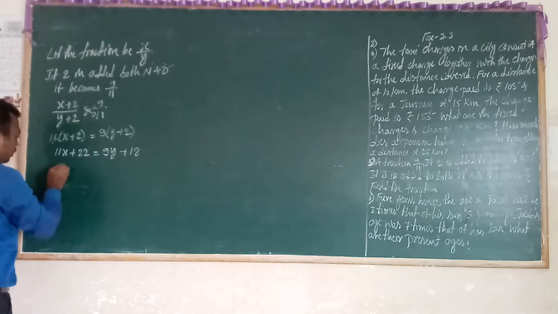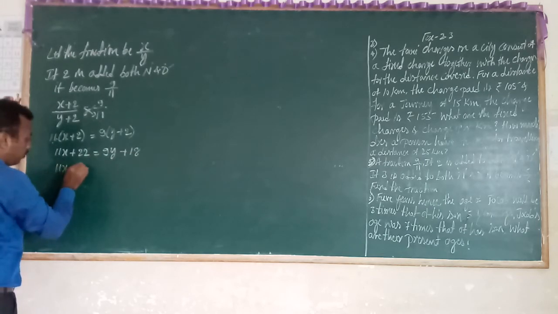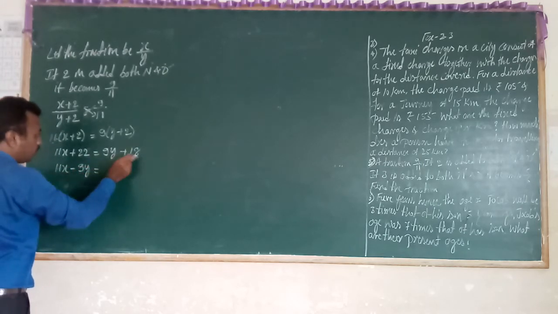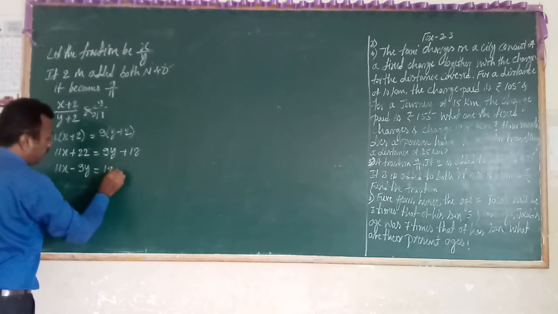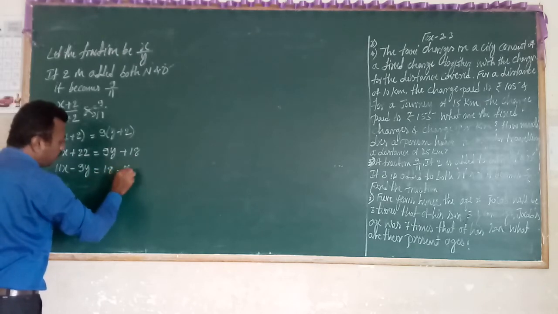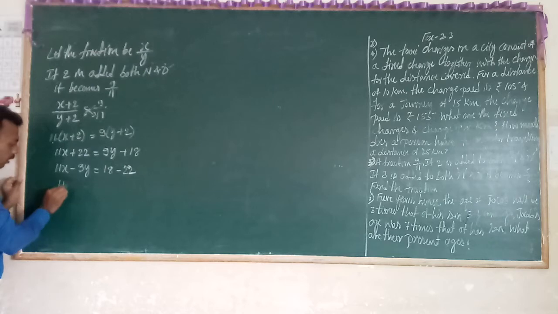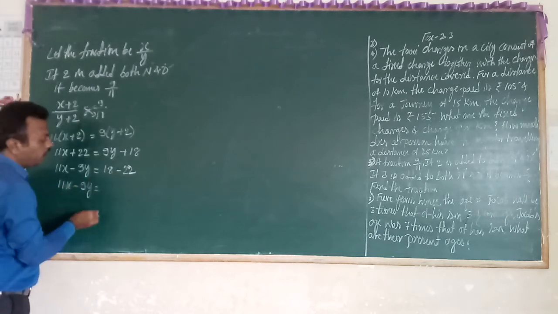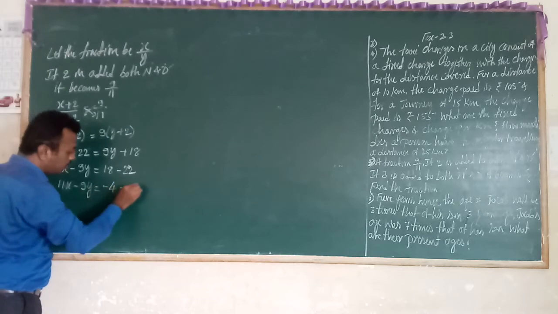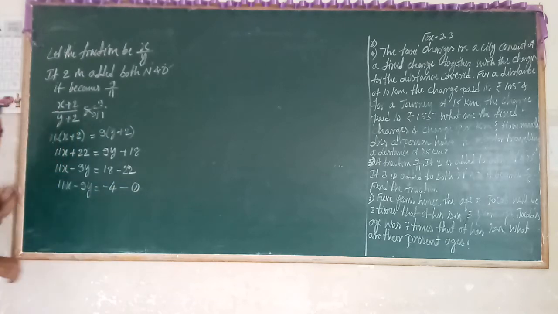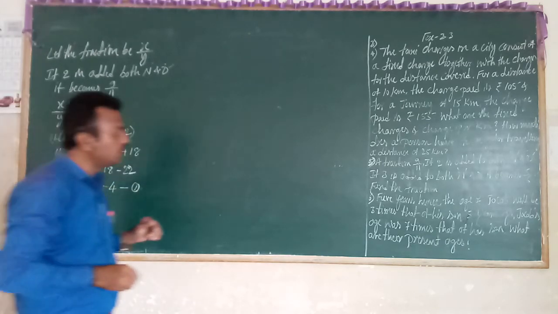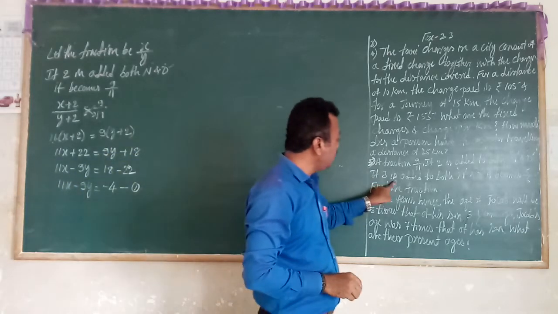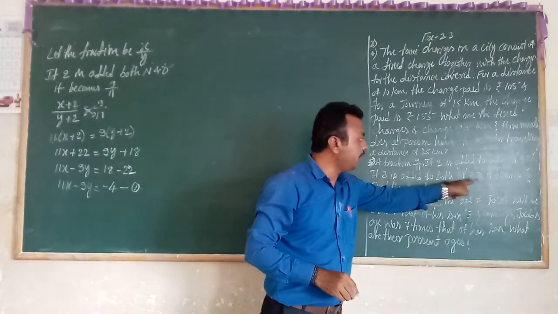So 11x, plus 9y coming as minus 9y, is equal to 18 plus 22 coming as minus 22. Then 11x minus 9y is equal to 18 minus 22, it becomes minus 4. So this is called number 1. Can I understand? So next case, if 3 is added to both numerator and denominator, it becomes 5 by 6.